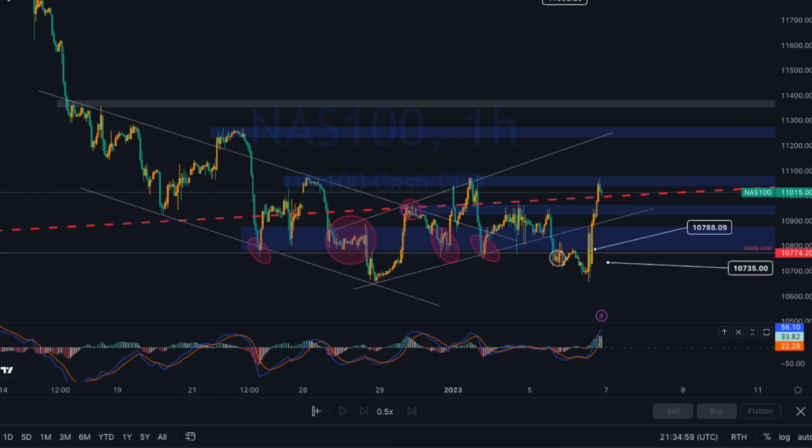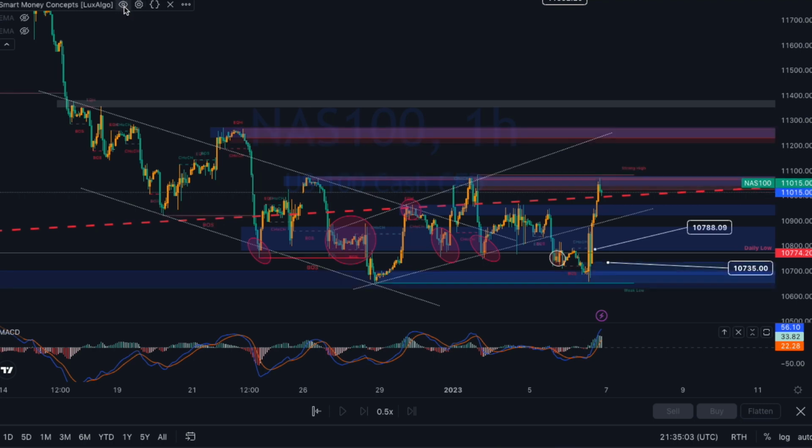As a matter of fact, let me turn on the smart money concept indicator. Okay, so there is a level down here that price could go to from where it is right now, even though we do have a level that is struggling to break above.